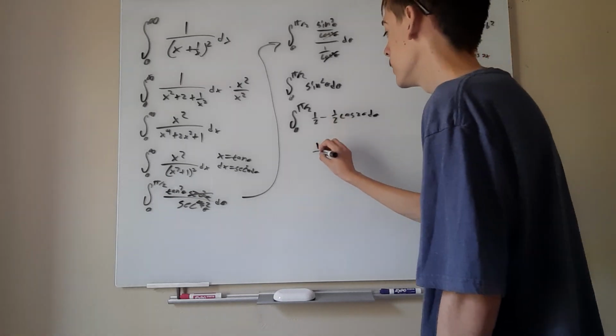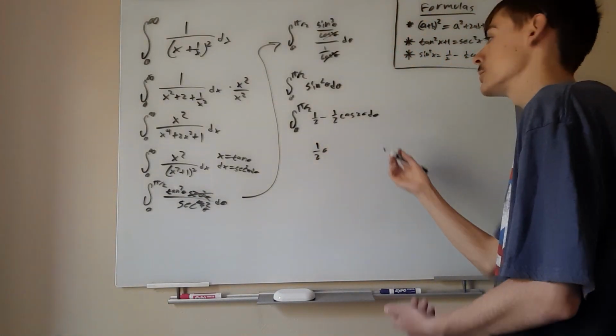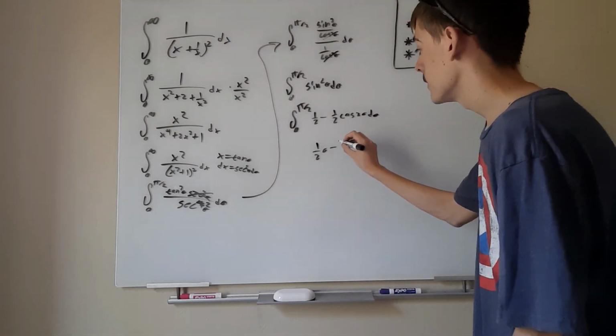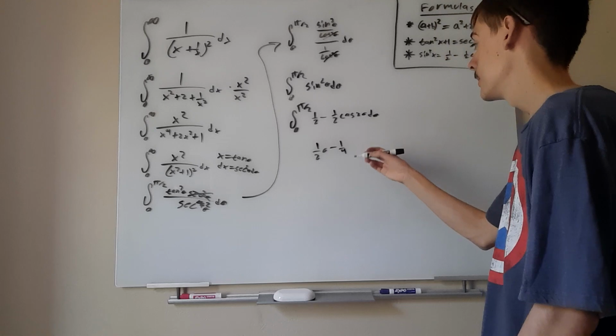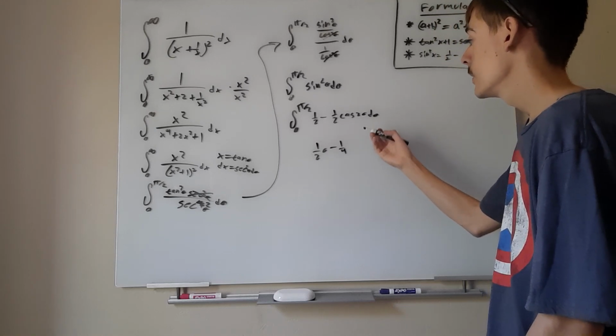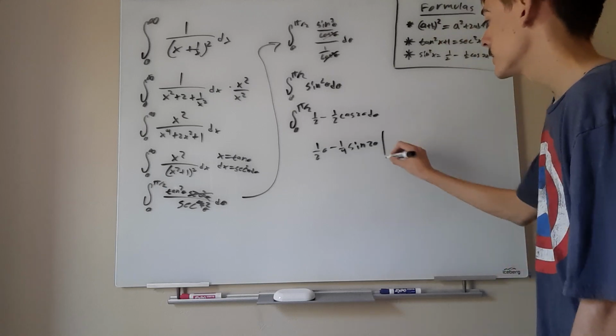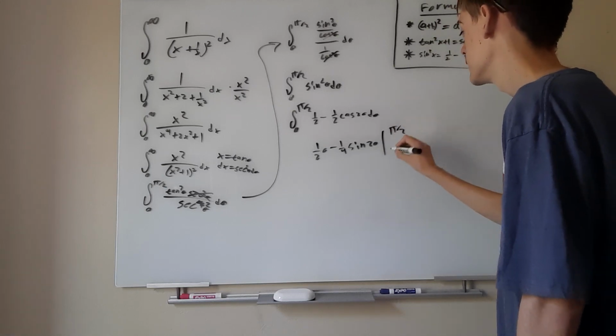The first term will be 1/2 theta. And the next term, let's just do a u substitution in our head. It would basically just end up being 1/4, and then this cosine 2 theta would end up being a sine 2 theta. From there, it's evaluated from 0 to pi over 2.